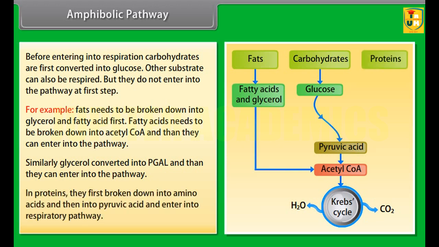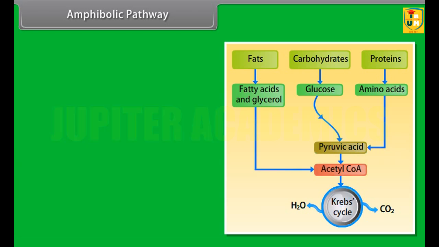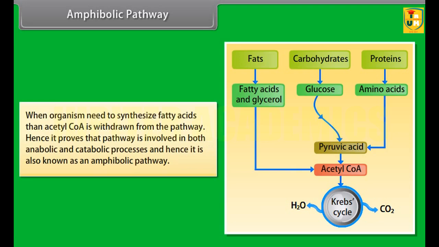Proteins first break down into amino acids and then into pyruvic acid and enter the respiratory pathway. When an organism needs to synthesize fatty acids, acetyl CoA is withdrawn from the pathway. Hence, the pathway is involved in both anabolic and catabolic processes, and it is therefore also known as an amphibolic pathway. Respiratory quotient.